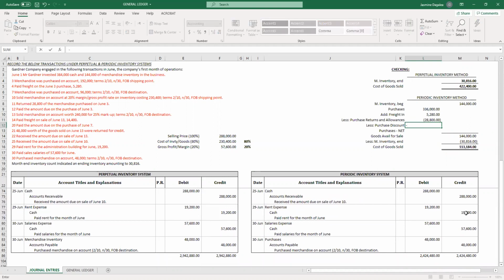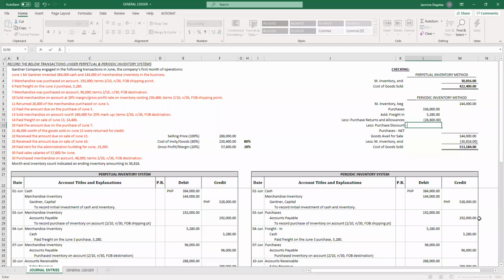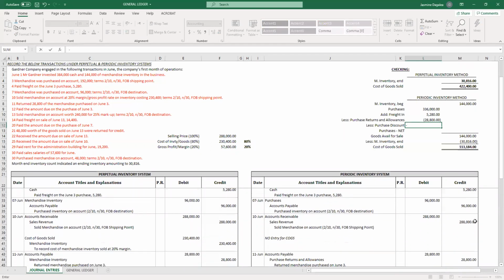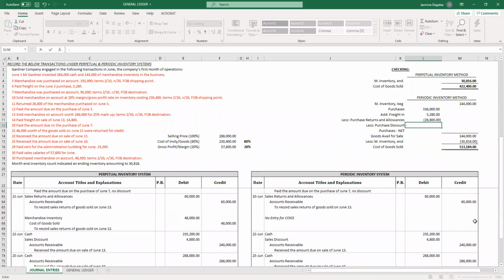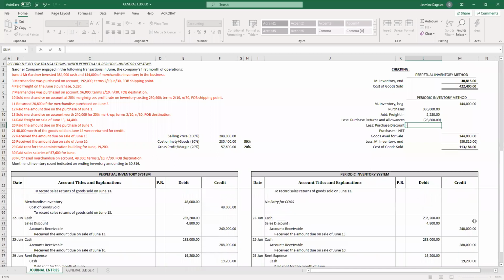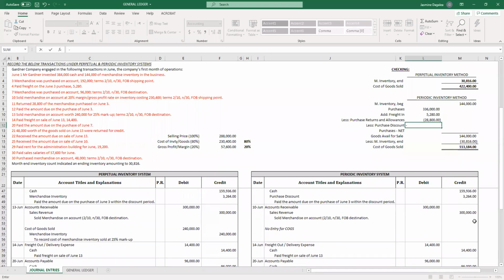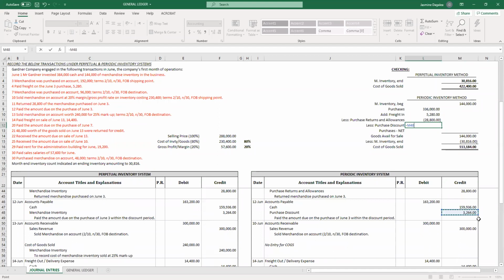Tignan natin yung discount sa journal entries. Purchase discount. Meron nung June 12, 3,264. Okay, so you add the purchases plus freight in minus purchase returns and allowances minus purchase discount. Your net purchases will be 309,216.